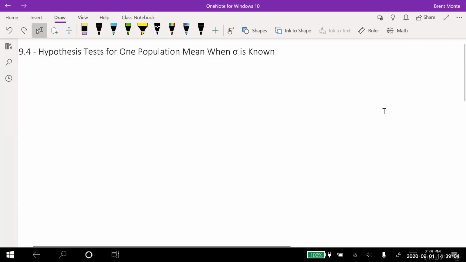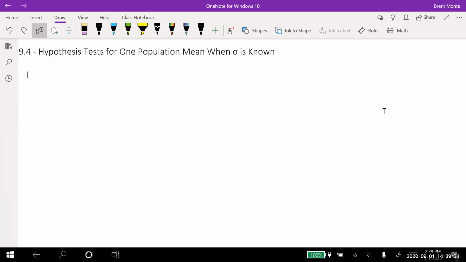Hi everyone. Today we are jumping into sections 9.4 and 9.5. So we're actually doing hypothesis tests. This one says for one population mean when sigma is known. 9.5 is just when sigma is unknown. But hypothesis tests, now we're actually doing the test.